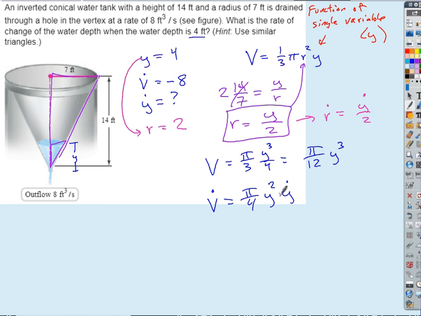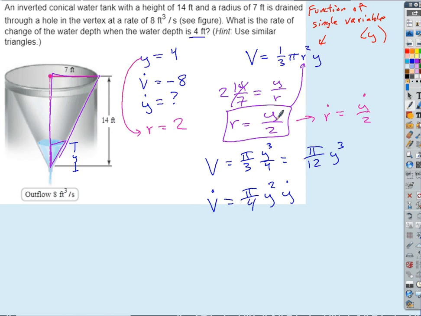Yes, sir. Also, wouldn't you get Y dot? No, the derivative of Y with respect to t is just Y dot. Now, if that were Y squared, then I'd have to use the chain rule. Oh, okay. But this isn't a chain rule though. See what I'm saying?